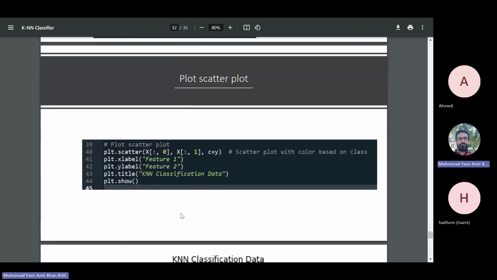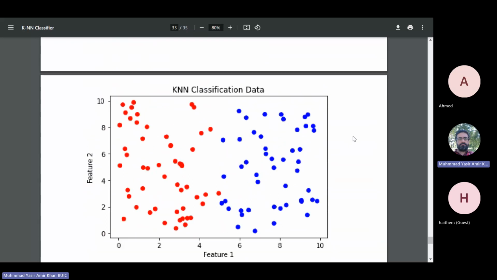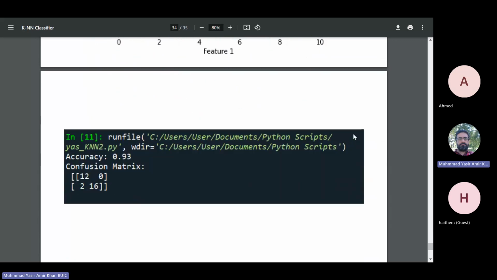After that, we will create a scatter plot. The scatter plot is created using plt.scatter, where X contains the first column and Y contains the second column for the second feature. Then you can see we give it the values of color as Y, red or blue. We have only two categories, so we are giving those values. Then on the x-axis we say feature one, on the y-axis we say feature two, then a title is given, and then we show it. This is what we get in the display. The red dots are the first category and the blue dots are the second category. For any new data, we can find out which category it belongs to.